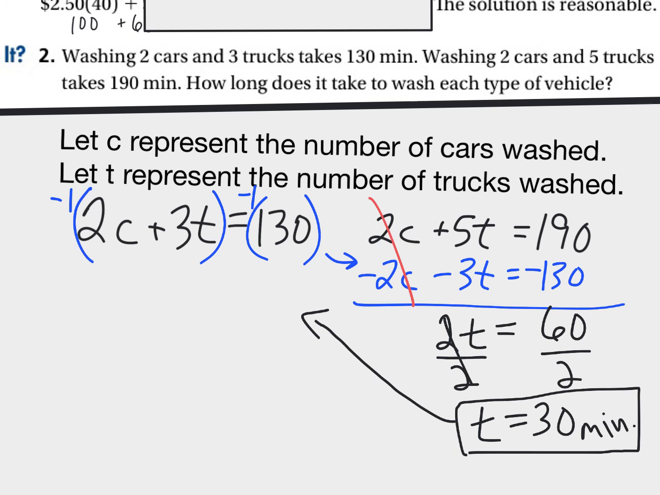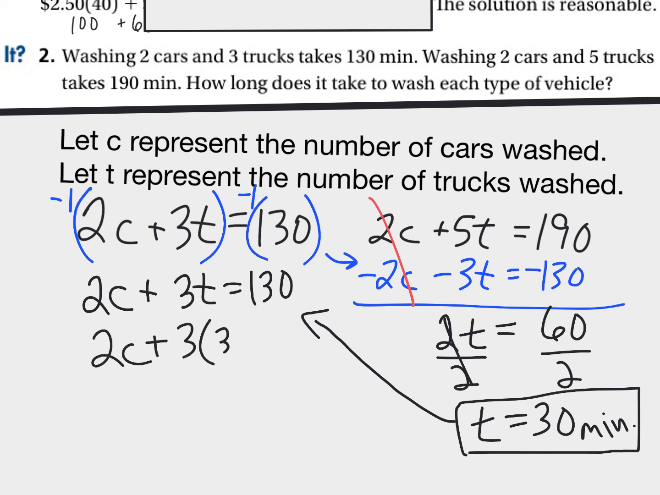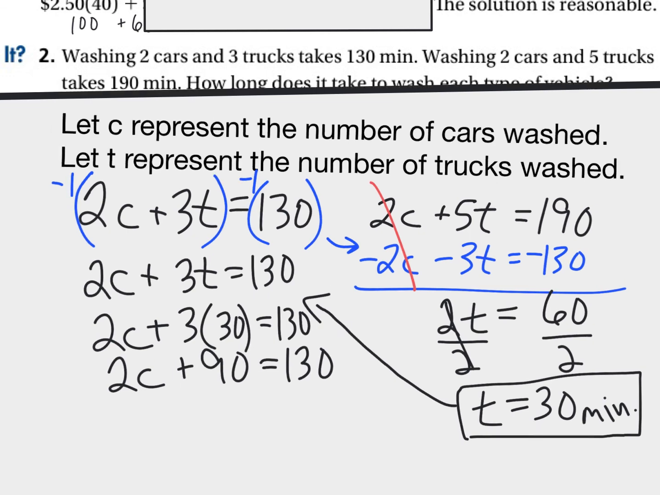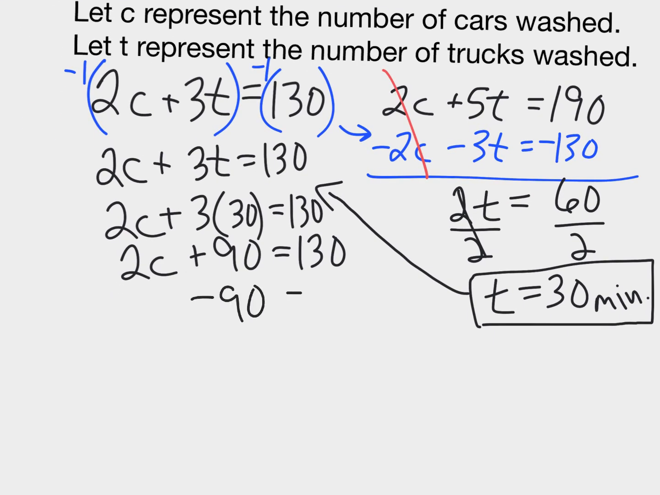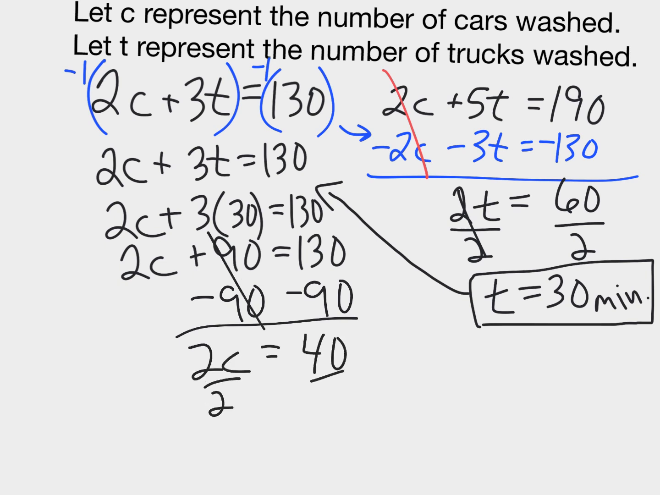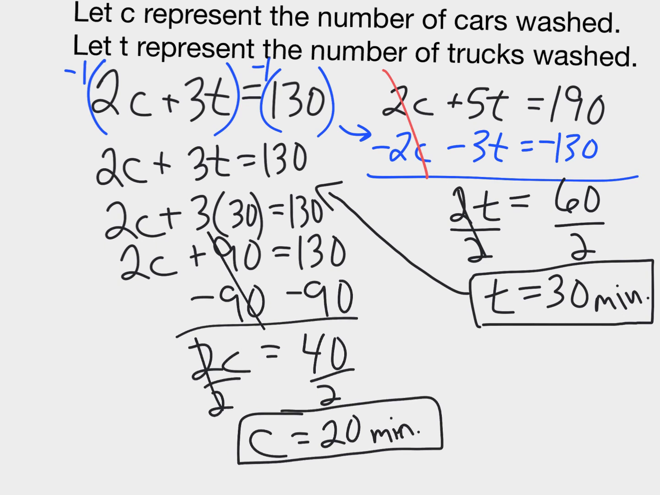Since I've got room over here, I'm going to go off that original equation. If you want to rewrite the original equation just so you don't get confused, you can do that. So t is 30. And now let's figure out the car time. So 2c equals 40. So c equals 20. So that means it takes 20 minutes to wash a car and 30 minutes to wash a truck.